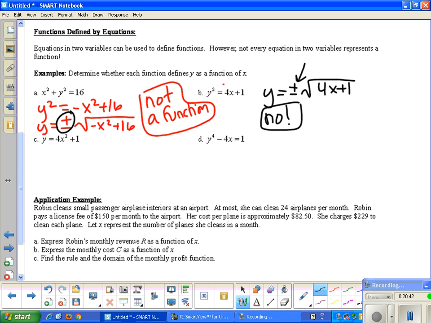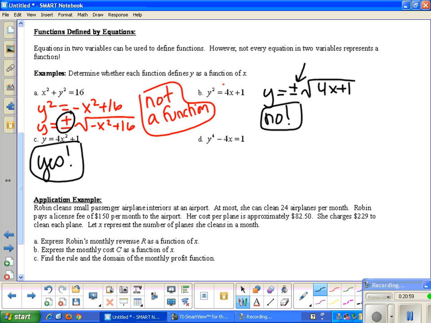If you look at C here, now it's already solved for y for us. If I look at this, I have 4x squared plus 1. If you graph that, you know it's going to be a parabola because it's a quadratic equation, which does pass the vertical line test. So yes, this is a function of x.